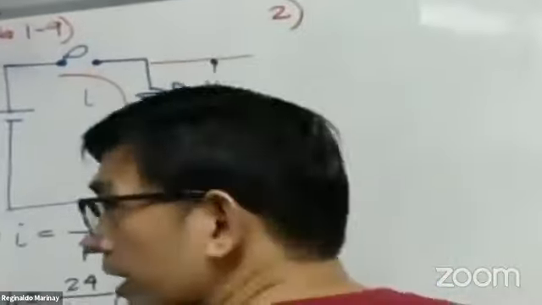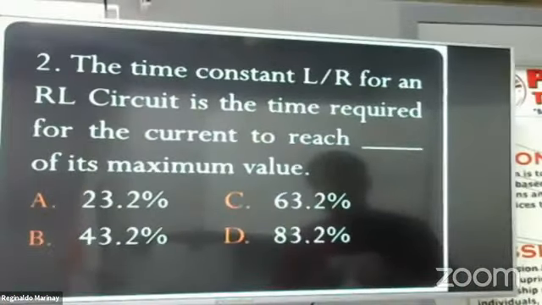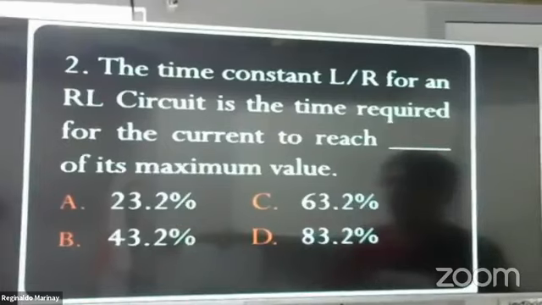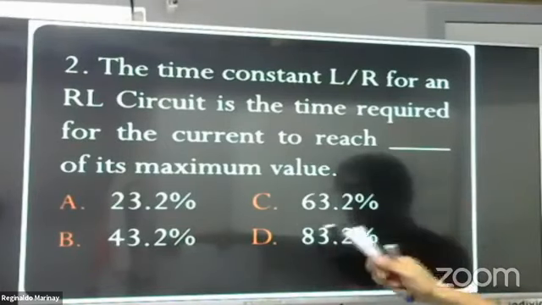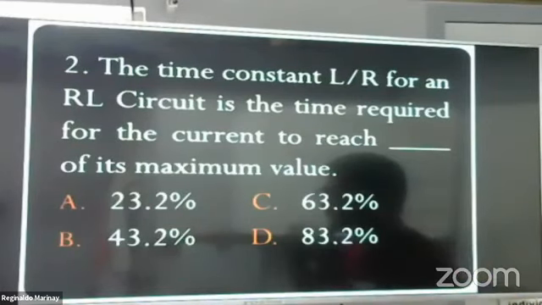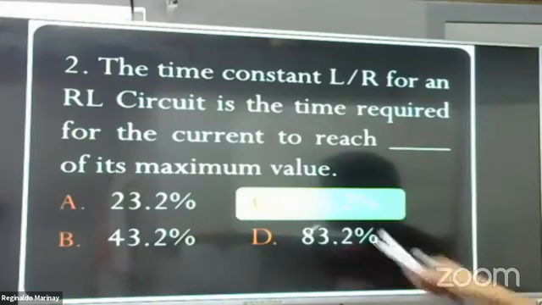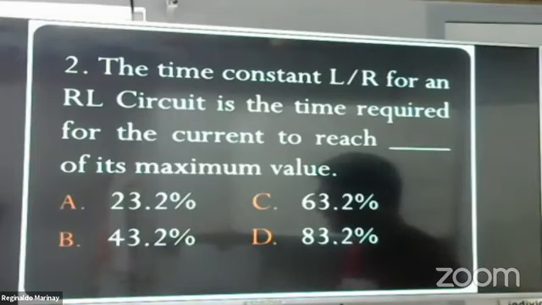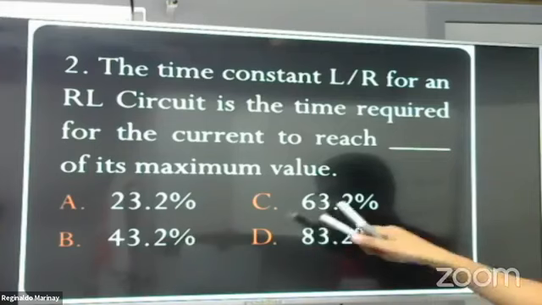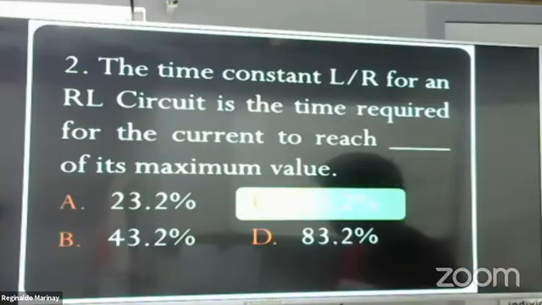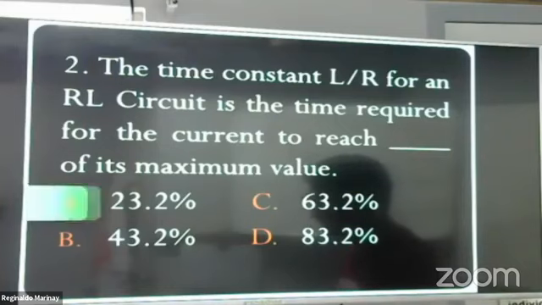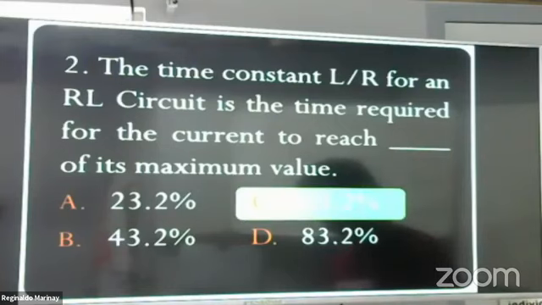This is the follow-up question. The time constant L over R for an RL circuit is the time required for the current to reach how many percent? Although we all know this is an objective type of question, I'll show you how we arrive at this answer. The answer would be 63.2. In the board exam, that is already an objective type of question. But how did we arrive at 63.2%?